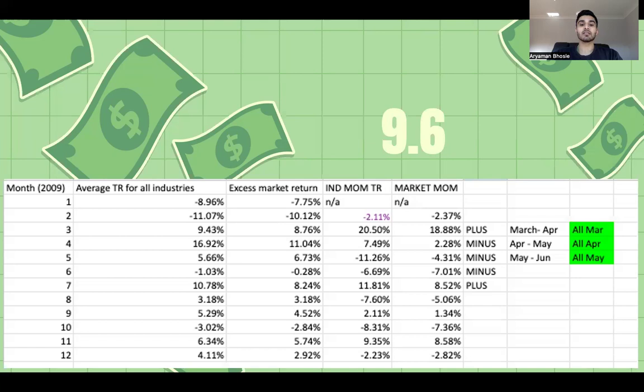For the industries, I calculated the average total return for each month in 2009 to help determine a general trend from month to month. From this, I calculated the difference in the average total return between each month to determine whether industry momentum was gained or lost. I also did this for the market in general.